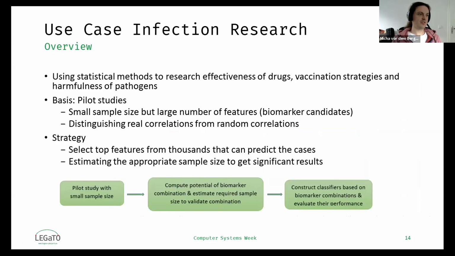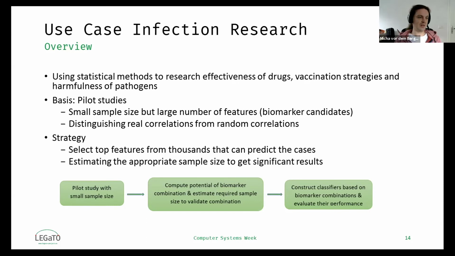Coming to the third use case, which is about infection research. This is a quite statistical use case, running quite a lot of mathematical things in the background, but the goal is to use these statistical methods to research the effectiveness of drugs and vaccination strategies, and also the harmfulness of pathogens. Today, in this COVID-19 situation, this is really quite an important thing that we need here.